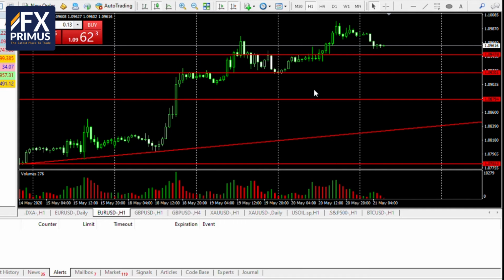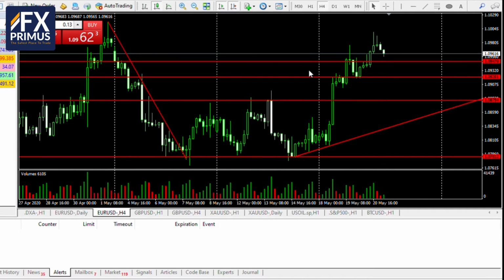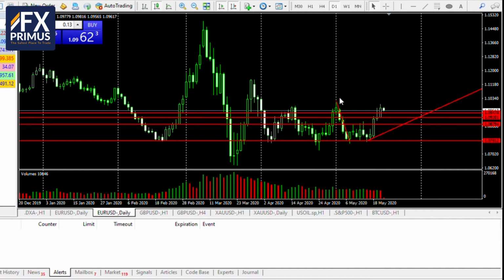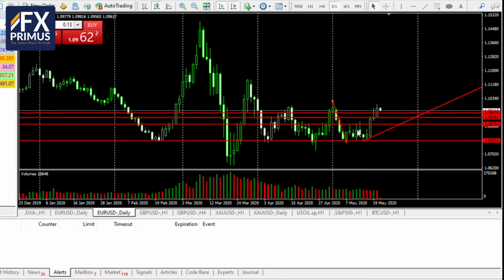So range wise, the euro dollar is again finding some resistance on the daily chart in terms of this range.